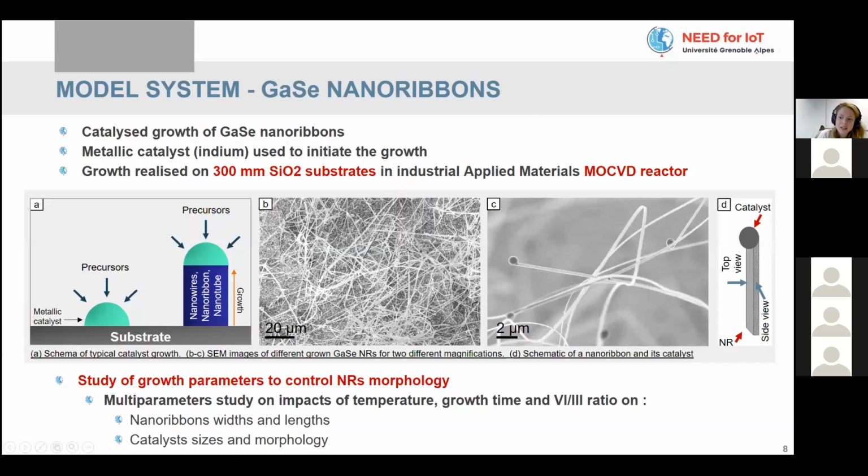We have led a study on the growth parameters to control the morphology of these nanoribbons. This was a multi-parameter study on the impact of temperature, growth time, and VI:III ratio on the nanoribbon width and length, and also on the catalyst size and morphology.